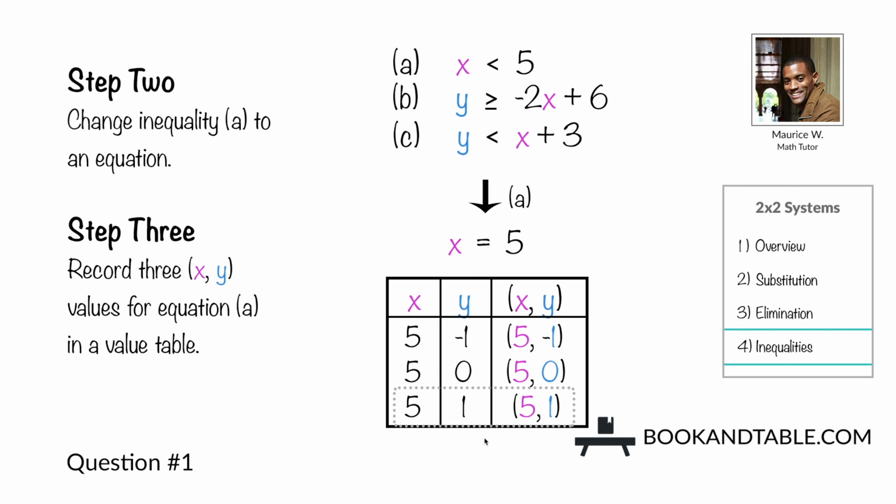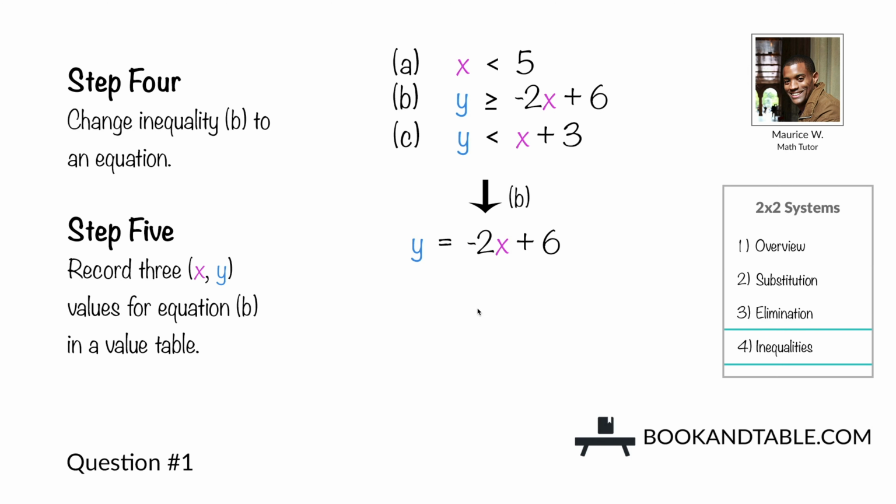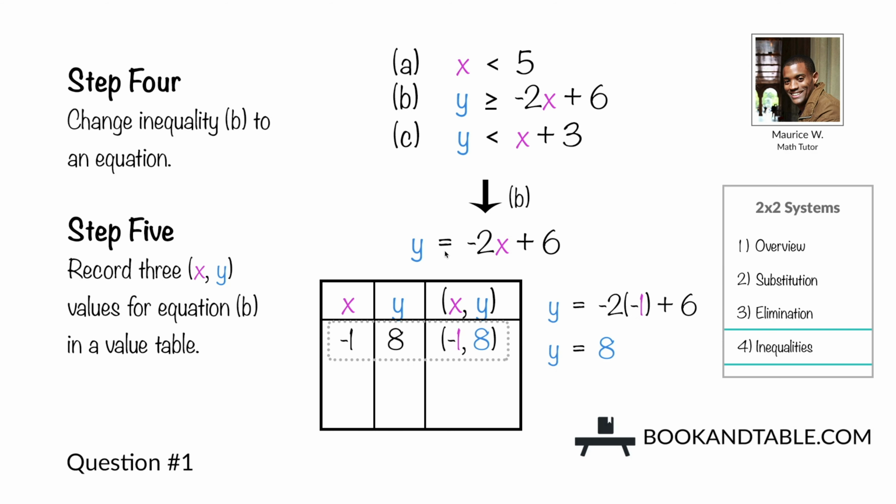And now we want to create a value table for B. So step 4, change inequality B to an equation. So we change greater than or equal to equal to. And now we plug in negative 1 for x, and we see y is equal to negative 2 times negative 1, which is positive 2, plus 6, which is 8. So the first point in the value table is negative 1, 8.